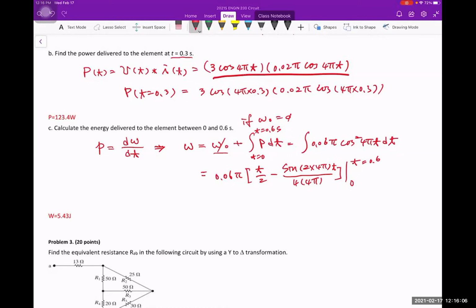So the result is going to be 5.43 joule. Okay, I'll let you verify the result, but this is how you can find the result for this problem. Any question about this?